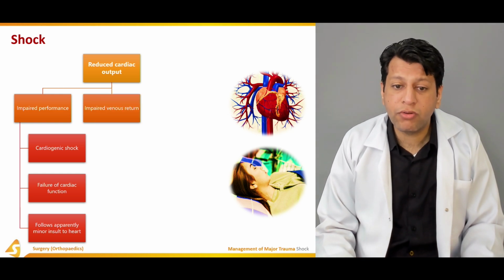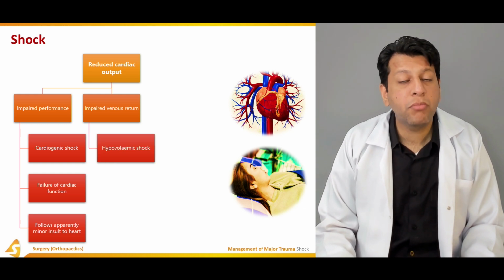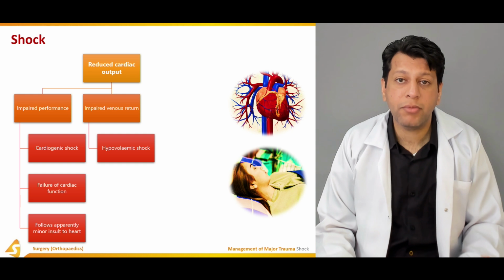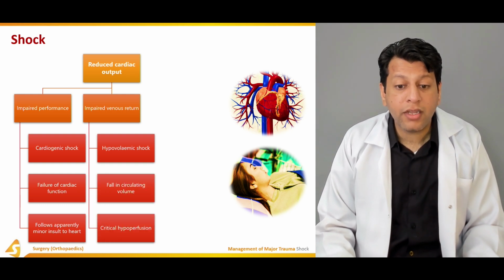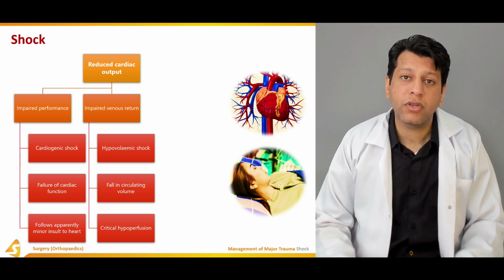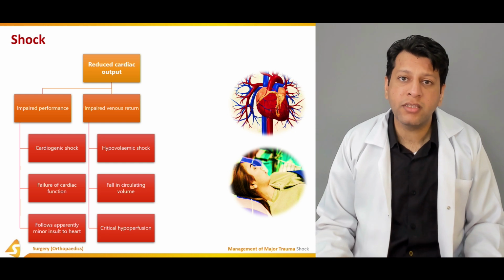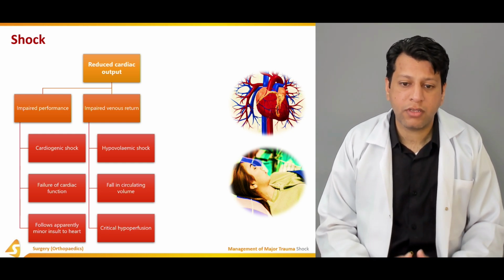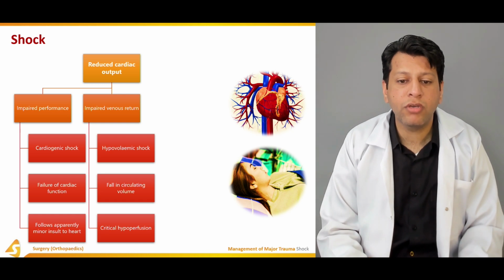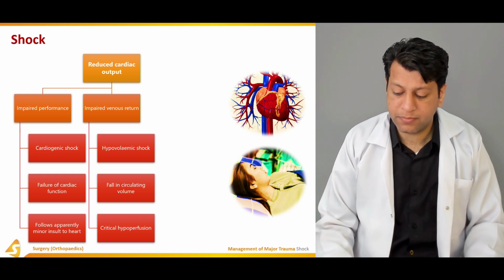Then shock could be due to impaired venous return. Now this is usually due to hypovolemic shock, or hemorrhagic shock. There is a fall in the circulating volume and critical hypoperfusion occurs. For example, there was an injury to the pelvis as well. There is a massive bleed in the pelvic region. This has actually reduced the circulating volume, and this may ensue a hypovolemic or hemorrhagic shock.